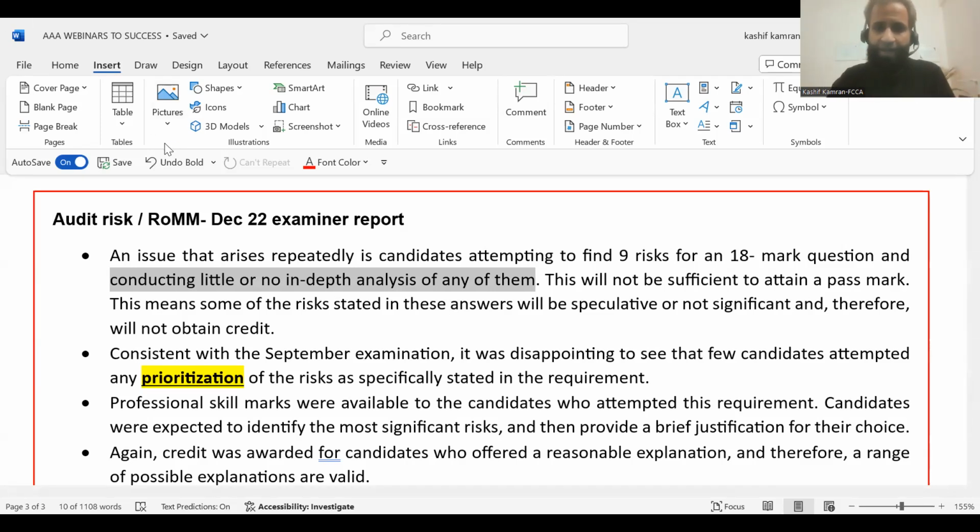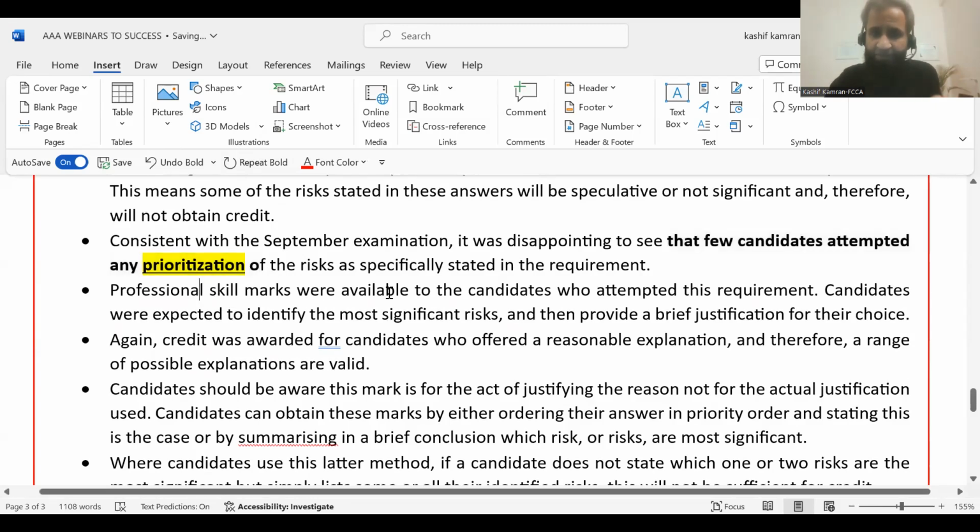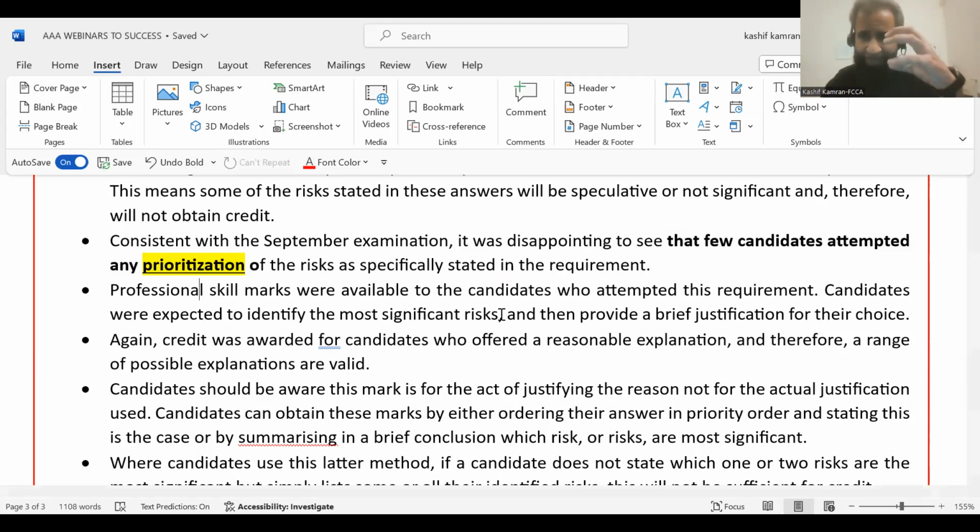Number 2, consistent with the September exam, it was disappointing to see that few candidates attempted any prioritization of the risk. So few candidates attempted prioritization, which is very, very bad. Professional marks were available to the candidates who attempted the requirement to prioritize. Candidates were expected to identify the most significant risk. Now, the most significant risk is easier because you have a threshold for materiality. So any risk above that is a significant one. So that's easier for you as a student.